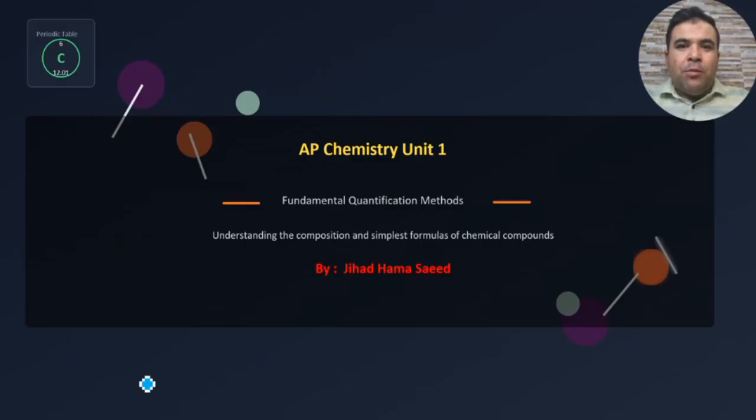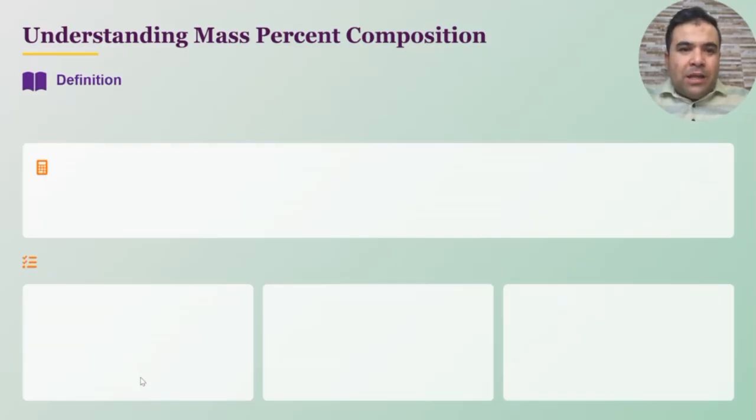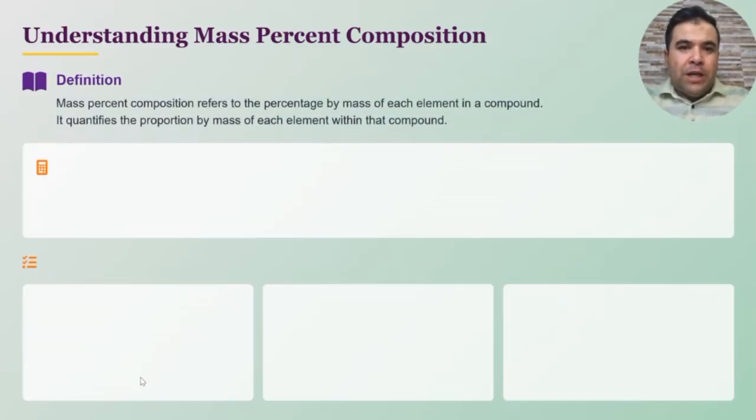In today's session, I'll be talking about the mass percentage composition of elements in a compound, and we'll be calculating the empirical formula and the molecular formula of compounds in Unit 1. Let us start with the mass percent composition, guys.